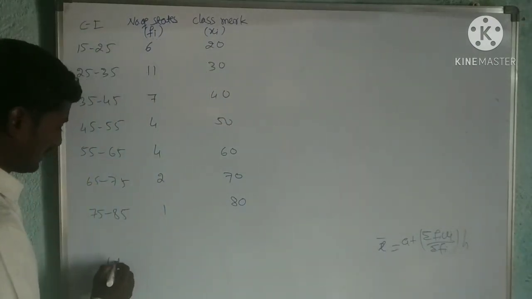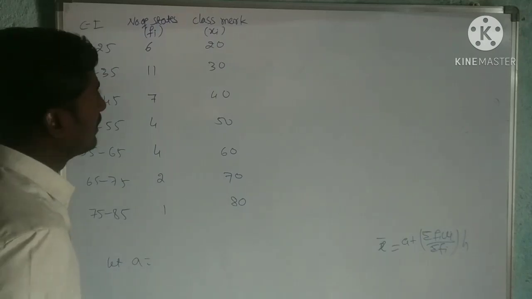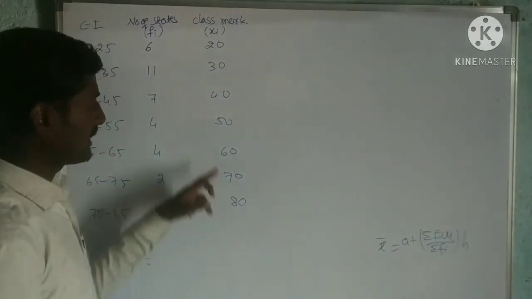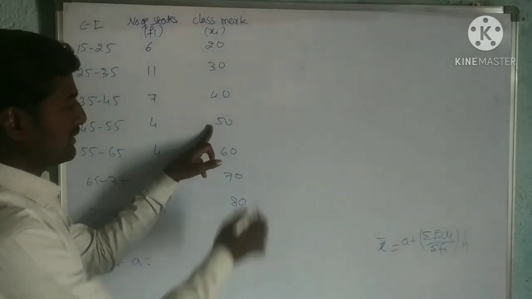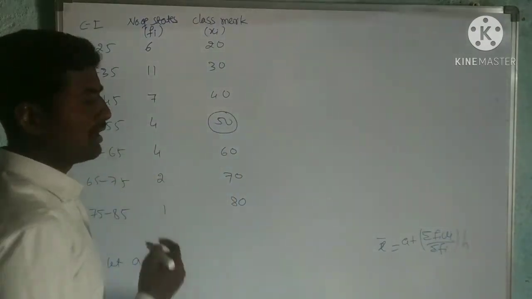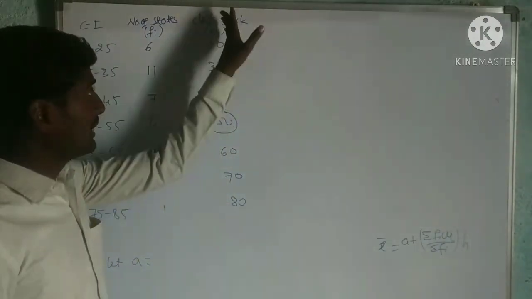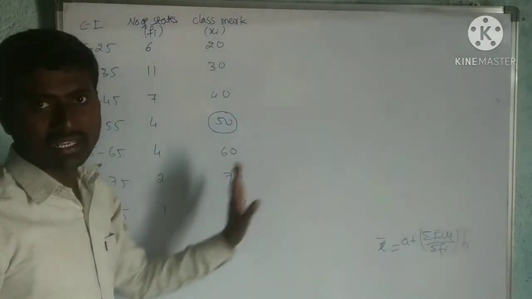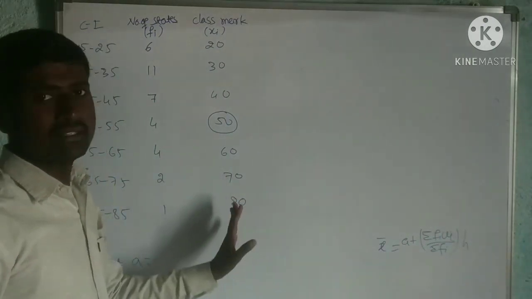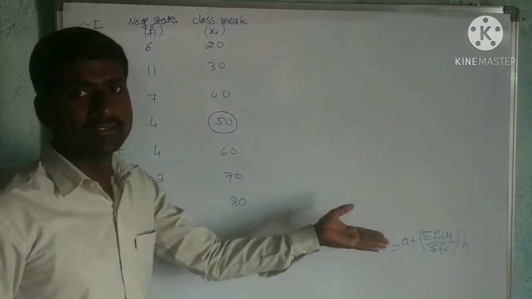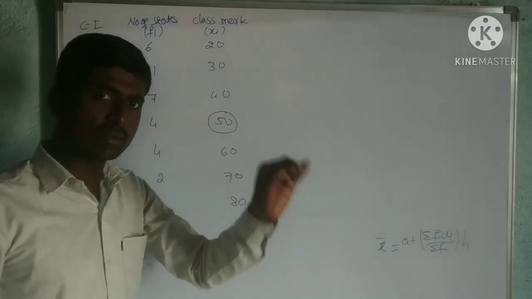Now first I should choose a. Let a be the middle of xi. This will be the middle, so I will choose 50 as a. Or you can take 40 also, or any one from this column you can take. No problem at all, but it may make the problem somewhat more difficult to solve. At the end you should get the same answer.